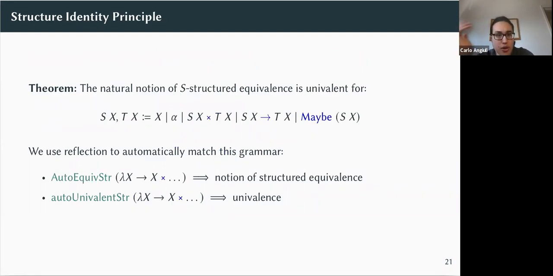Then we prove that the natural notion of S-structured equivalence, the one you expect, is univalent for any structures built out of this grammar. And one nice thing that we did was that we wrote some macros in Agda that use reflection to automatically match this grammar. So you don't have to build up the notion of structured equivalence or the proof that that notion is univalent using combinators. You can simply pass in the actual function that defines the structure, and the macro will spit out these things.